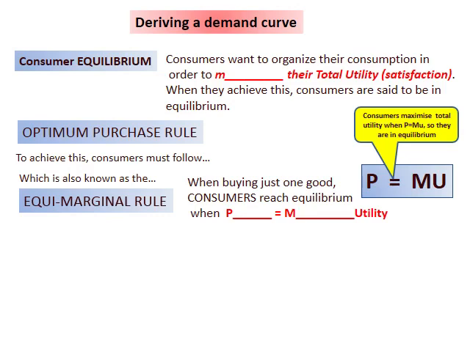And basically, consumer equilibrium will be achieved or reached if consumers follow the optimum purchase rule, and that is they will only pay a price equal to their marginal utility. So when buying a good, consumers reach equilibrium when the price paid equals the marginal utility received. Now we're going to take this idea and put it with the law of diminishing marginal utility to explain how a demand curve is derived.